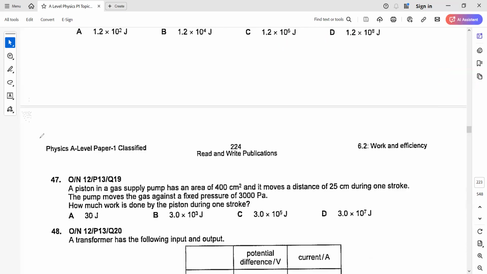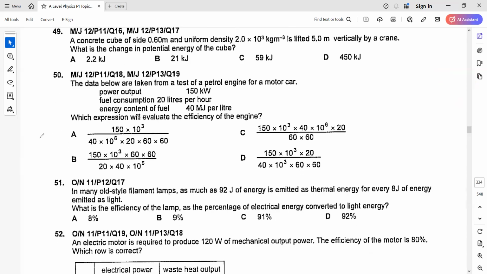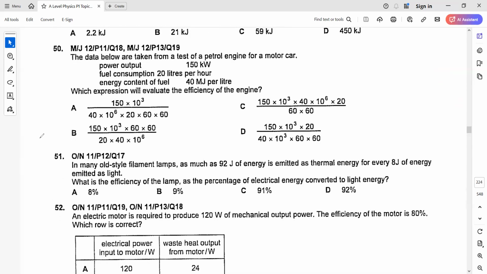I think they're all similar. Yeah, this looks like too much maths. Let's try this one. The 50 question. So efficiency is still the same thing. The data below are taken from a petrol engine. So efficiency is going to be power output over power input.